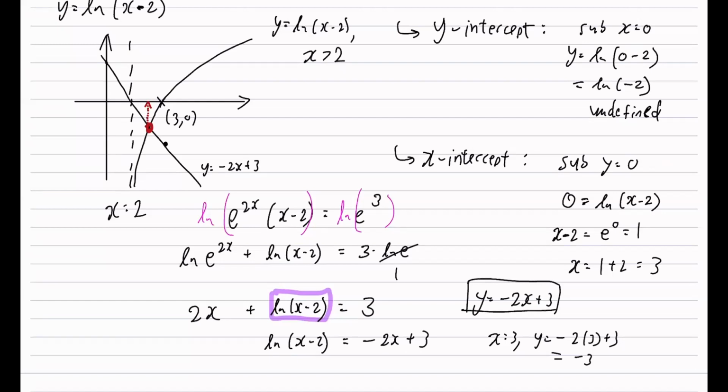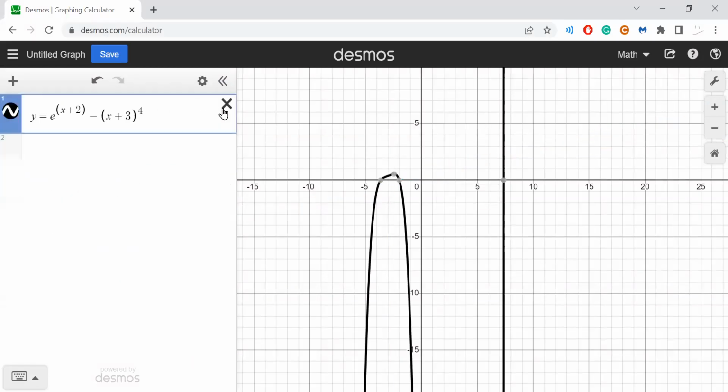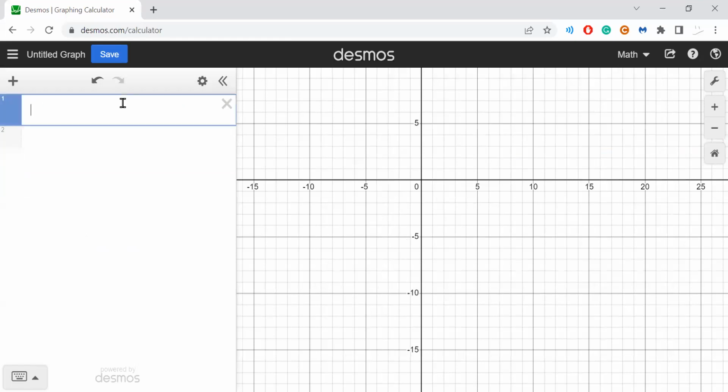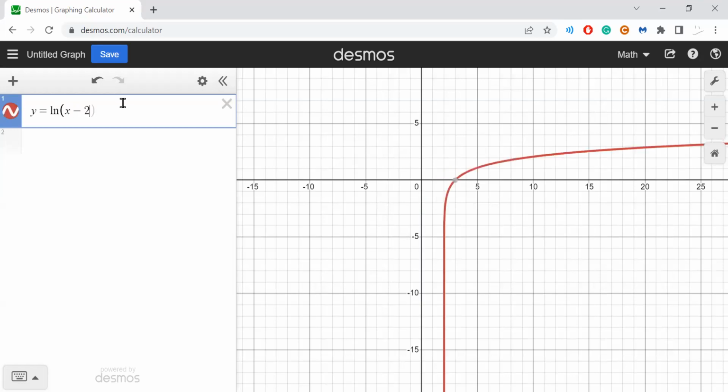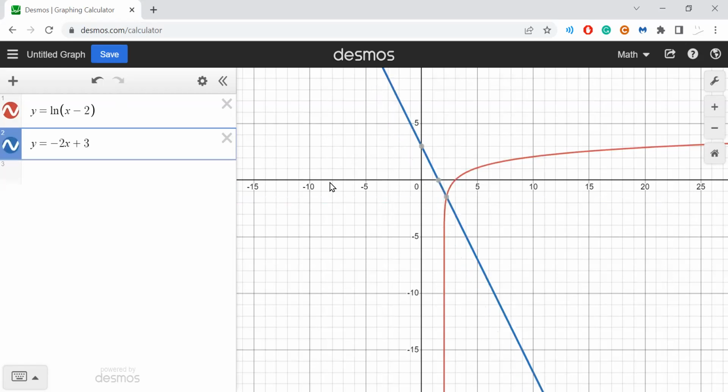Now let me show you the exact solution. So remove all the graph. What were our two graphs again? y equals ln(x minus 2), and y equals, what's the other one that we found out? Minus 2x plus 3. Okay, can see?